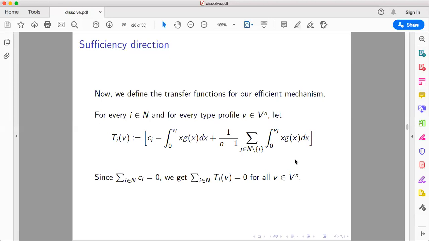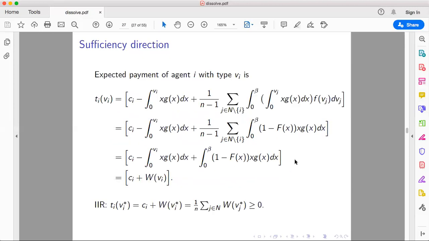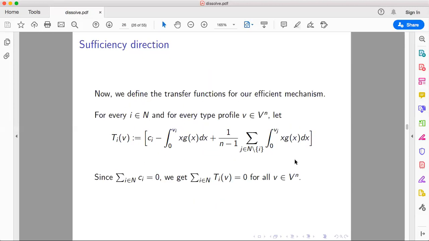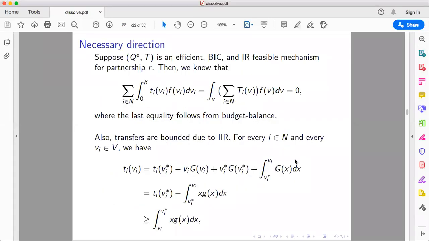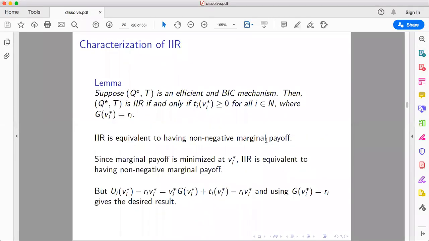Okay, sir, got it. Okay, so to show that interim individual rationality and Bayesian incentive compatibility hold, we will have to use our earlier results. Remember, interim individual rationality is to show that the interim payment of V star i is greater than or equal to 0. So that's what we have to show.